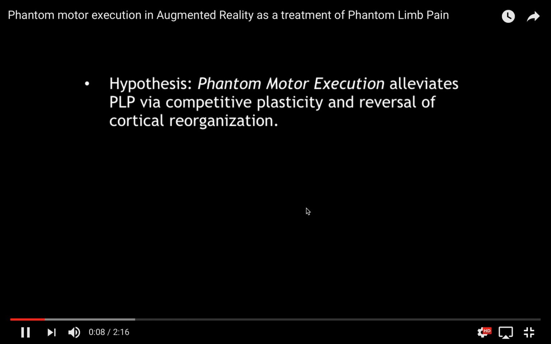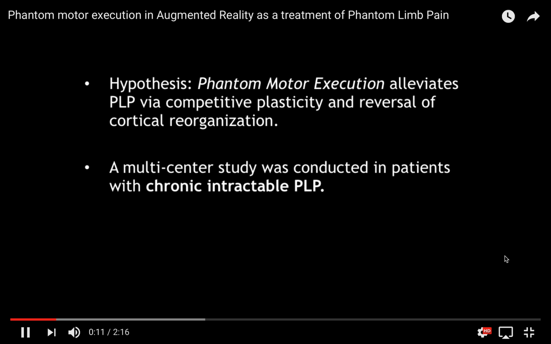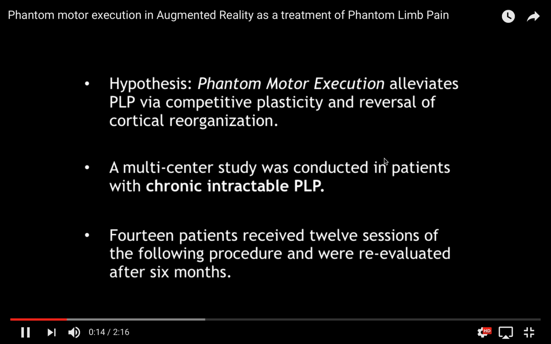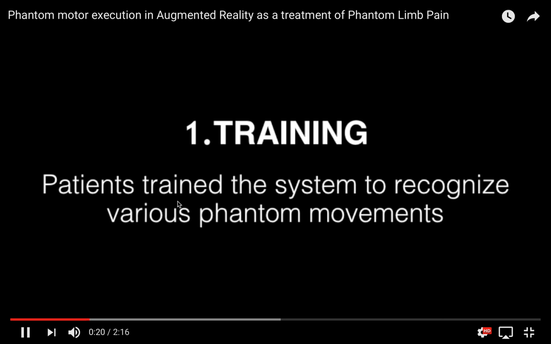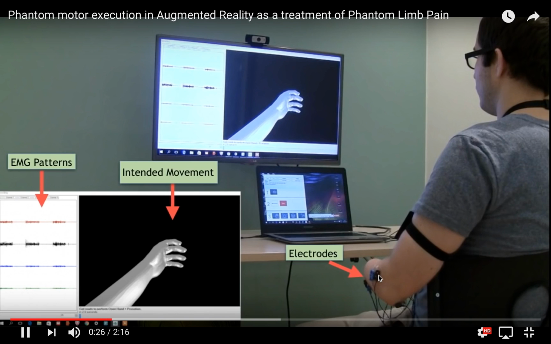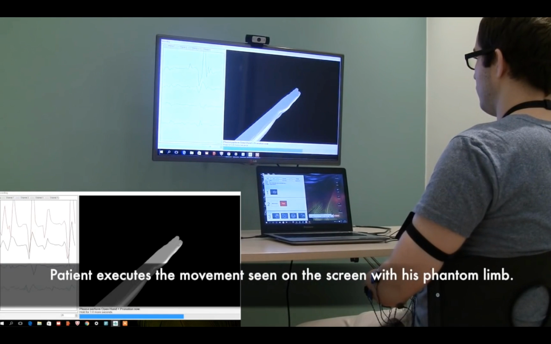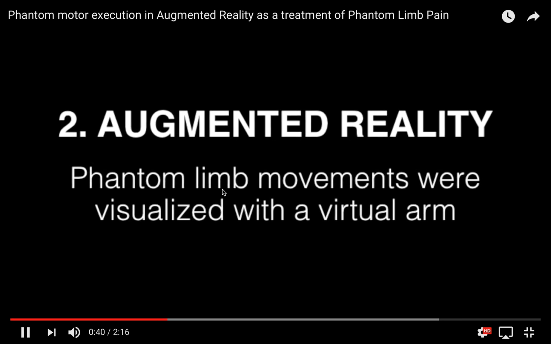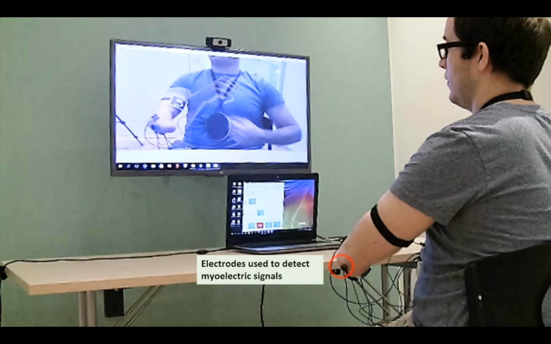Okay. So phantom motor execution alleviates phantom limb pain via competitive plasticity. So competitive plasticity and the reversal of cortical reorganization. So patients train the system to recognize various phantom movements. So you see electrodes, the intended movement, and then you got EMG patterns there, and you're looking at the screen. So the patient's pronating and supinating their hand, trying to do some matching there, and their brain seeing it, right? So the phantom limb movements were visualized with a virtual arm. So this is cool. Check this out. Electrodes used to detect the muscle activity going on in the arm there.